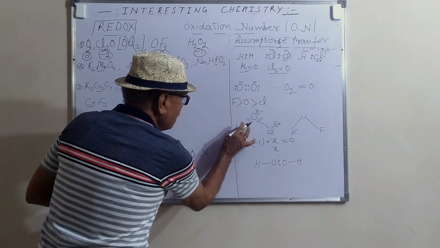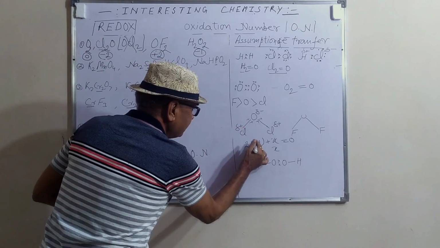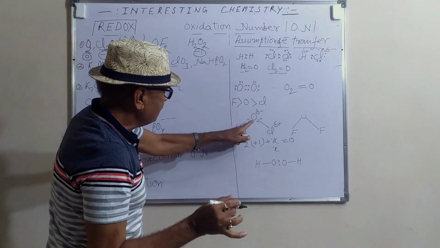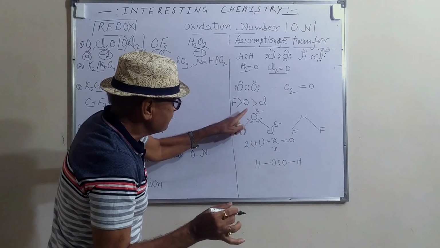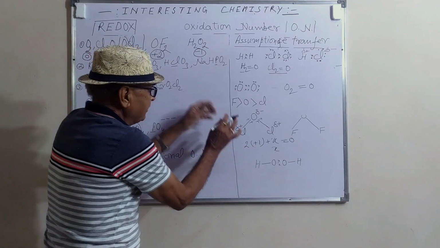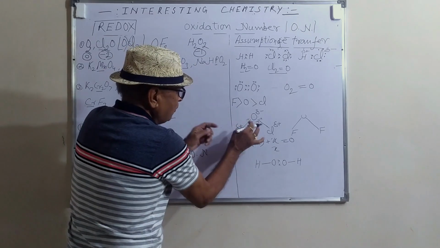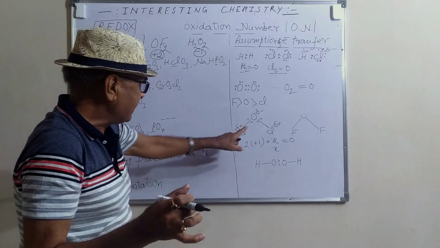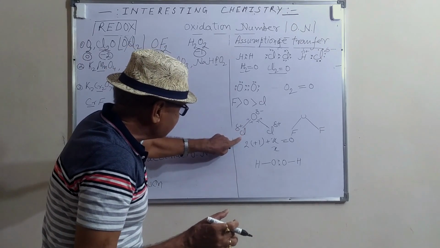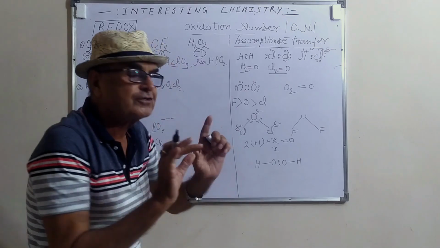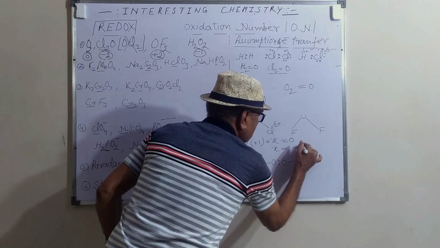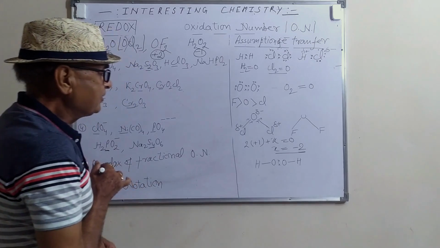Here it is +1. Chlorine is usually found as a negative, but in OCl2, oxygen is more electronegative than Cl. So here Cl acts as a positive, a loser of electrons, because oxygen attracts the electron pair more than Cl. The electron pair shifts towards the oxygen, so the oxidation number of Cl is +1. So again x is equal to -2.